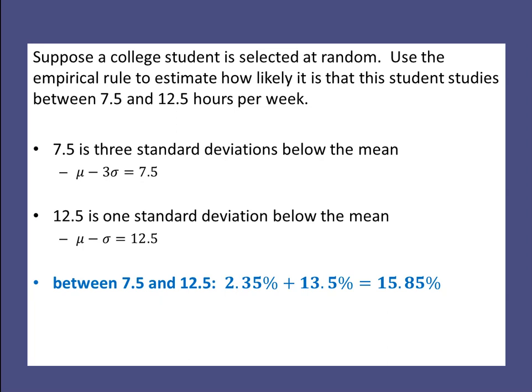If you go to page 185 and look at where mu minus 3 sigma is, that's where 7.5 is. Mu minus sigma, that's 12.5. If you add up the percentages in between, you have 2.35% plus 13.5%, which is 15.85%. And that's the answer. And that's the procedure that you have to use to answer the 3 questions in Beyond the Numbers 2.22 that you have to do. If this example here makes sense, then those 3 questions are going to be pretty straightforward.